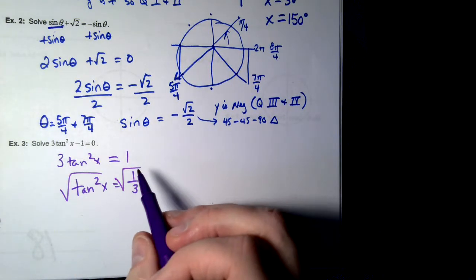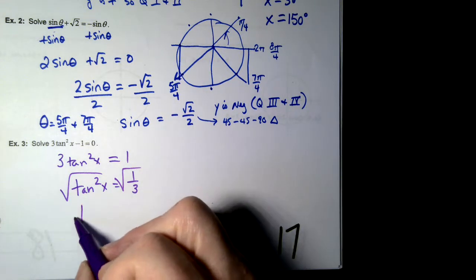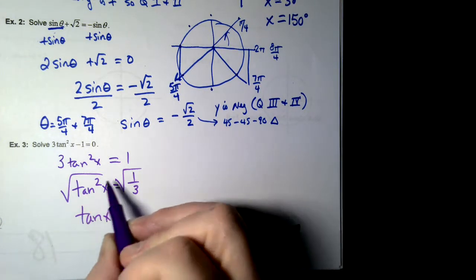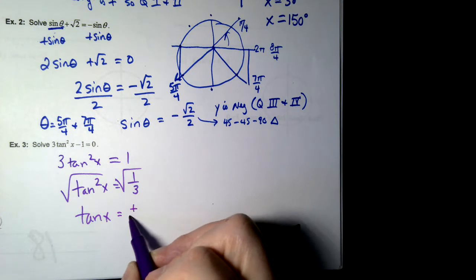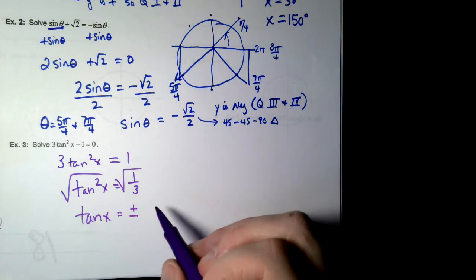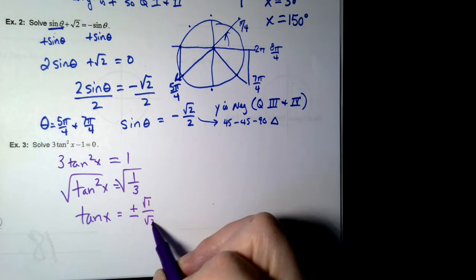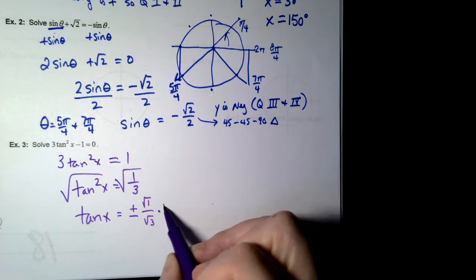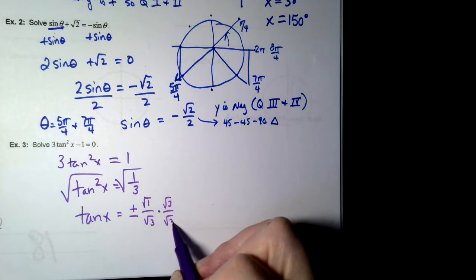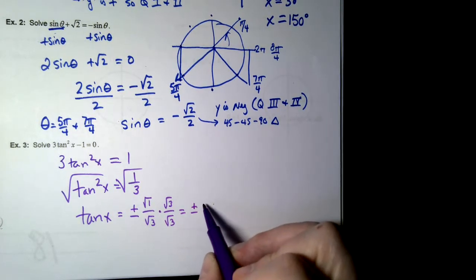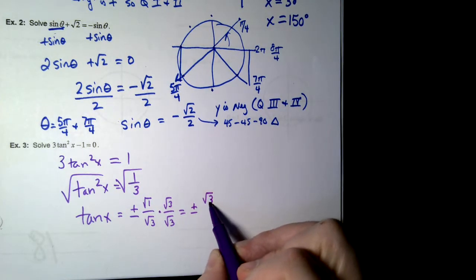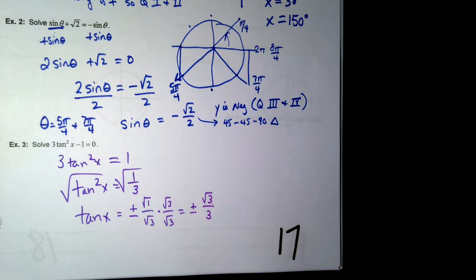So now what happens is we get just tan x here. But this side needs plus and minus. Oh boy, that's going to lead to a lot of answers. Square root the top and the bottom. You get 1 over root 3. We've got to rationalize the denominator. All right, and so we get plus or minus square root of 3 over 3.